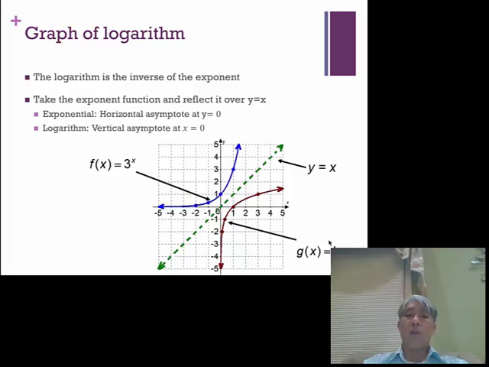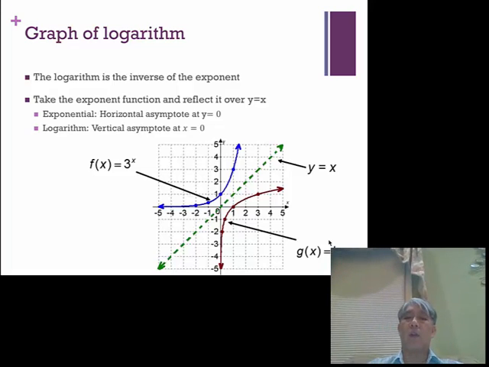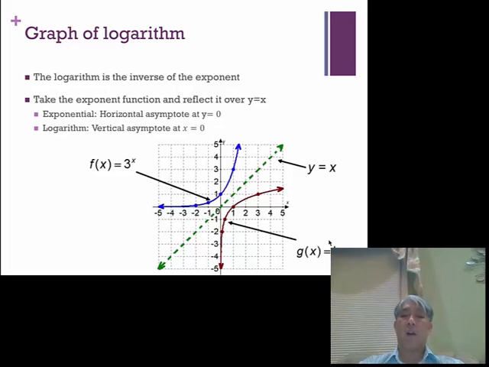The logarithm function has a vertical asymptote at x equals 0, and a range of minus infinity to plus infinity. When we take inverses, the domain and range switch, and horizontal and vertical end up switching. That's what happens when we switch y and x in our graph.